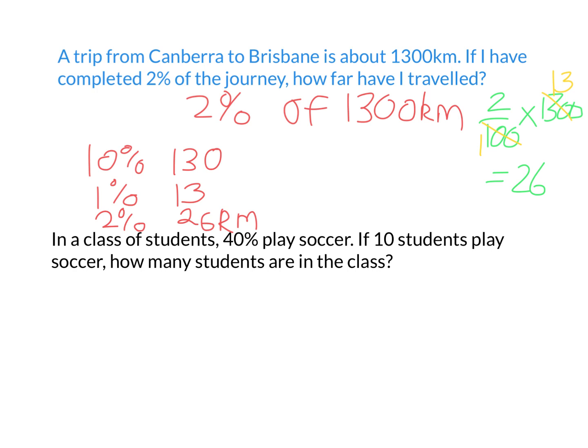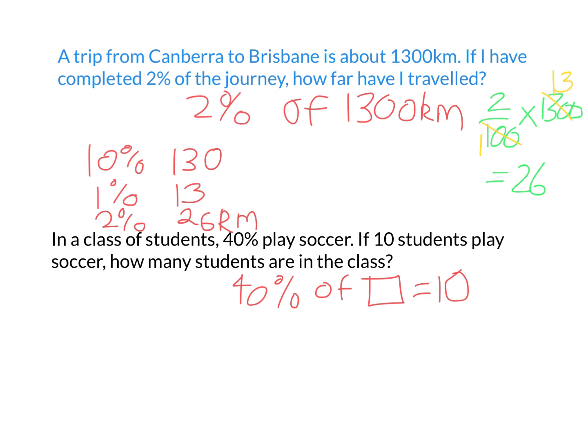All right, let's look at this question in black, which is harder. In a class of students, 40% play soccer. If 10 students play soccer, how many students are in the class? So we have to note here, this one's different to this. We're not being asked to find 40% of 10. We're saying there's some number of students in the class. When we take 40% of that number of students, we get 10. Here we're asked to find the original amount. So we're saying which number, when you take 40% of it, gives 10.